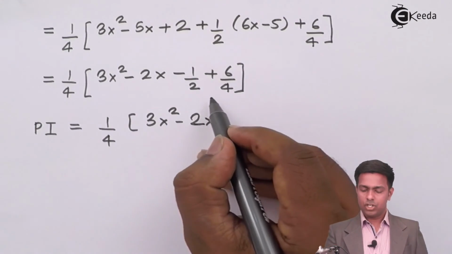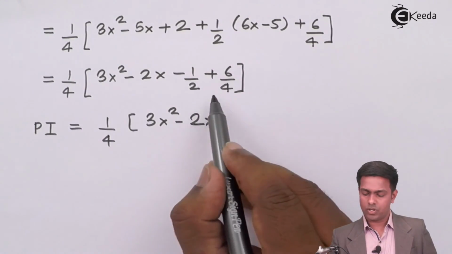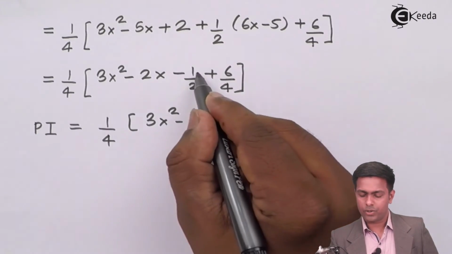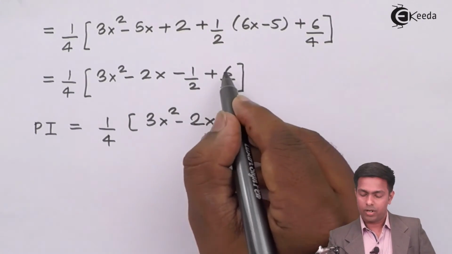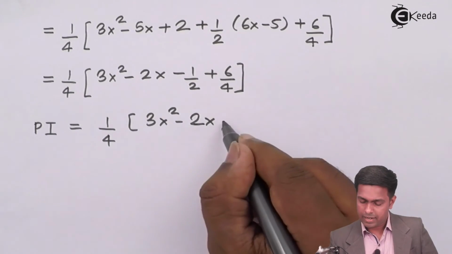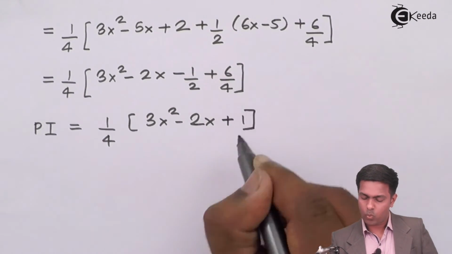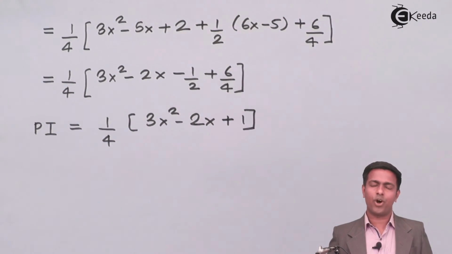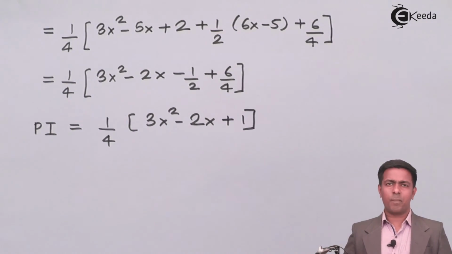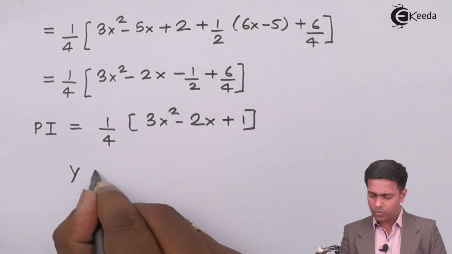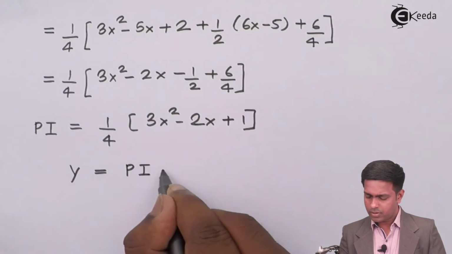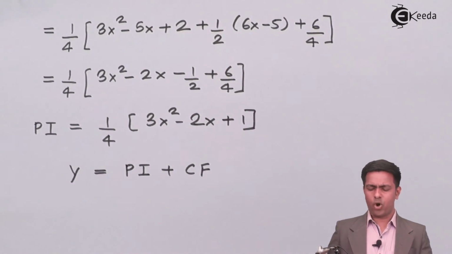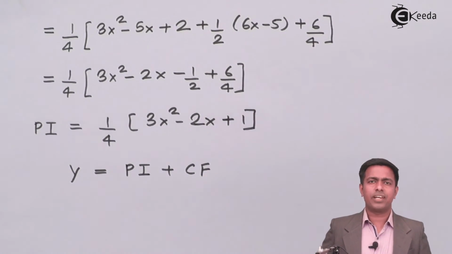We'll solve this. So by adding these two values, we will get here 2 into 2, that is 4 by 4, and we will get positive 1. So guys, this is the value of the particular integral. So we got the particular integral, we got the complementary function. Now the last step is we have to add both the values. So PI plus CF will be the final answer. So you can copy down these two values here to get the final answer.